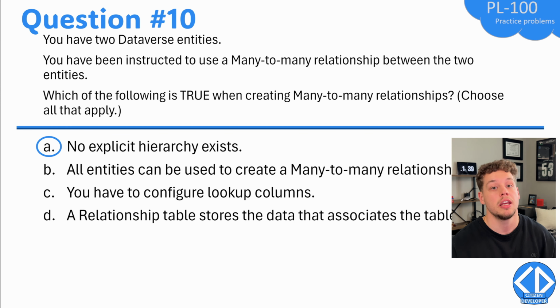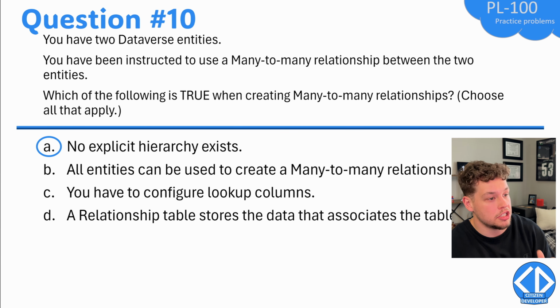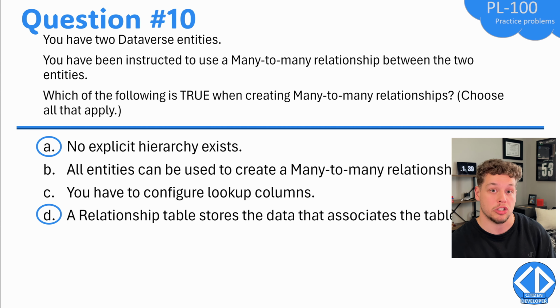So specifically, if a case can only have one account, back to our example, then that account is going to be stored in a lookup on the case. So if it were a many-to-many relationship, there would be subgrids on both tables. There's not going to be any lookups. So then D, a relationship table stores the data that associates the tables. By process of elimination, this is going to be A and D, but this is actually true. If you have a many-to-many relationship, there's a sort of invisible table, so to speak, that actually stores that relationship data for all of your many-to-many relationships.